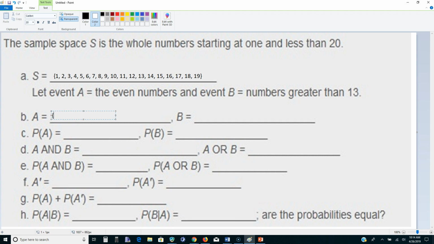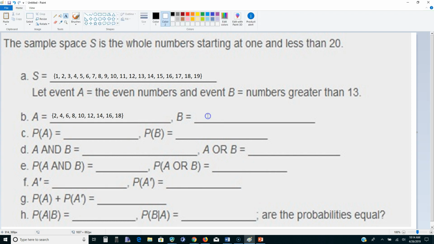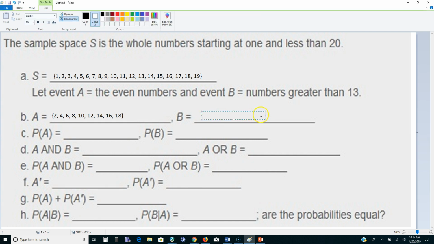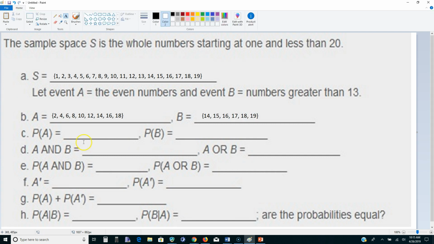Event A is the even numbers, so here's our even numbers. And event B are numbers greater than 13. Note that that does not include 13. It says greater than 13. Now let's find the probability of A. So that's the probability that you would get an even number.